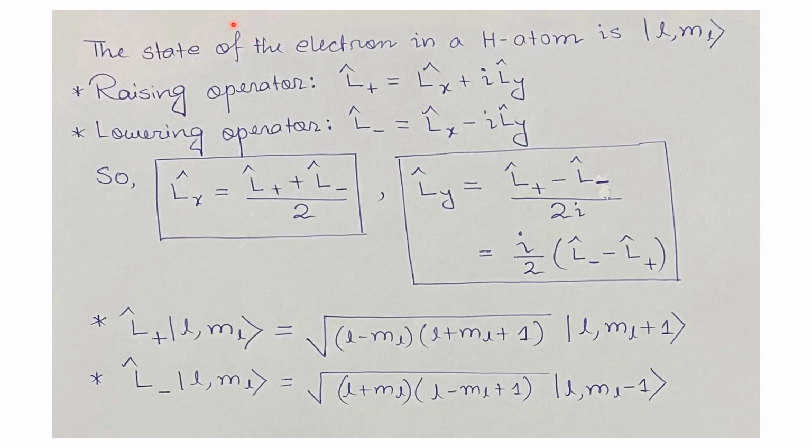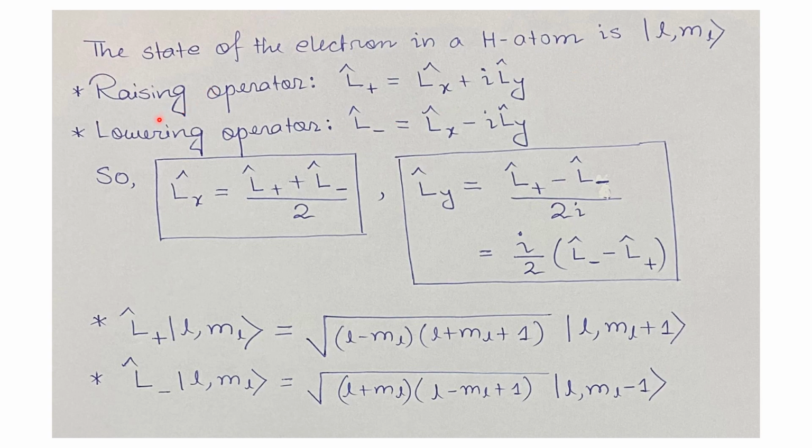So before going to the main solution part, we will be discussing some mathematical formulation of operators which will be useful in our solution part. So let us discuss this first. The state of the electron in the hydrogen atom is |l, ml>. So basically this state is an orbital angular momentum state.